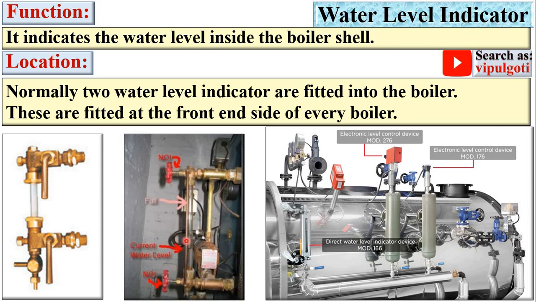And this is the real image of the water level indicator in the boiler shell. With the help of this glass tube, you can see the water level inside the boiler shell. And this is the separate part of the water level indicator.